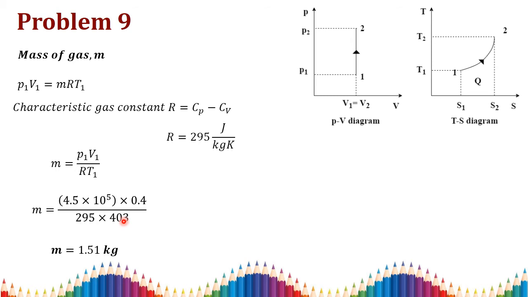We should be very careful here because this 295 is in joule. This pressure is in Newton per meter square. If you substitute the pressure in kilopascal, you need to substitute the R value in kilojoule per kilogram Kelvin. But here I am substituting 4.5 into 10 to the power of 5 Newton per meter square, so I am substituting 295 in terms of joule. You can solve the simple equation. You will get mass equal to 1.51 kg.